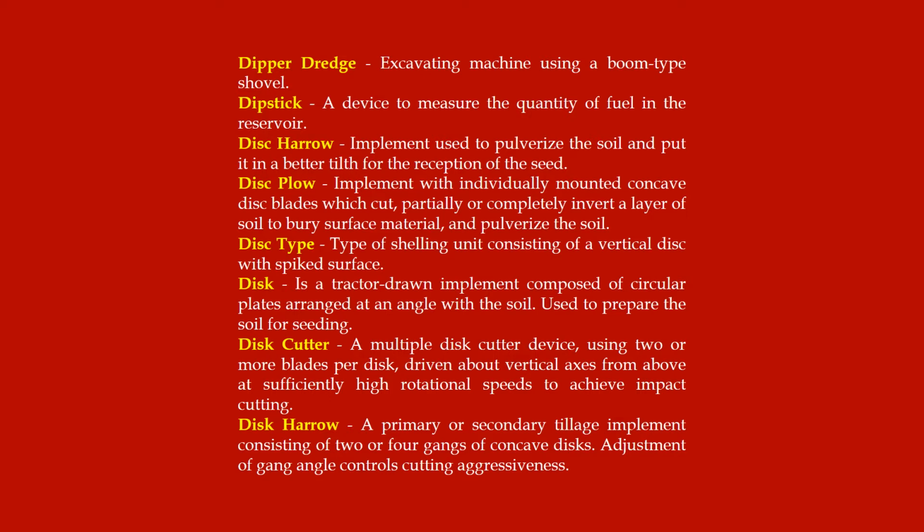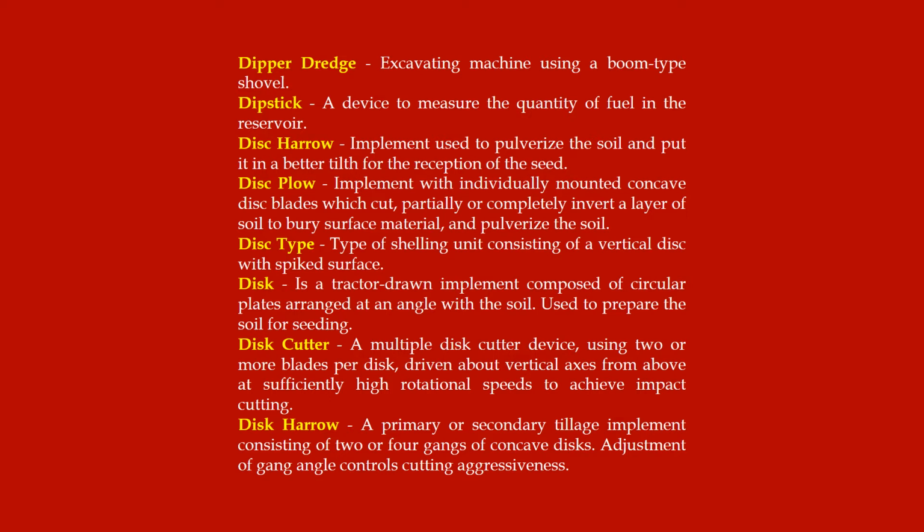Disc harrow. Implement used to pulverize the soil and put it in a better tilth for the reception of the seed. Disc plough. Implement with individually mounted concave disc blades which cut, partially or completely invert a layer of soil to bury surface material, and pulverize the soil. Disc type. Type of shelling unit consisting of a vertical disc with spiked surface.